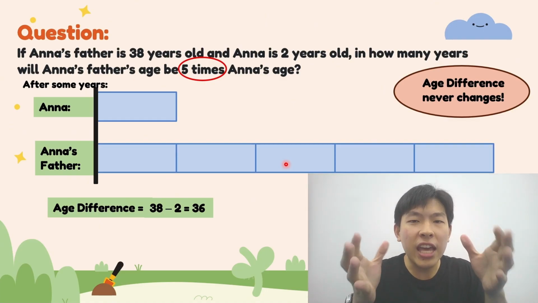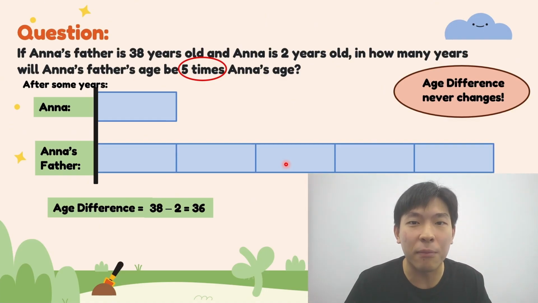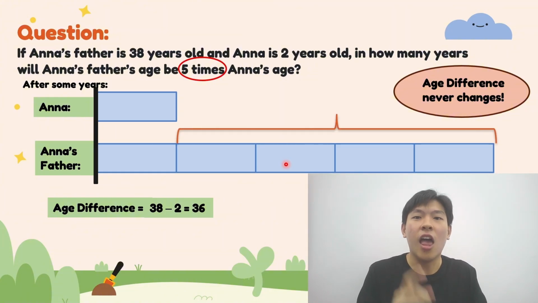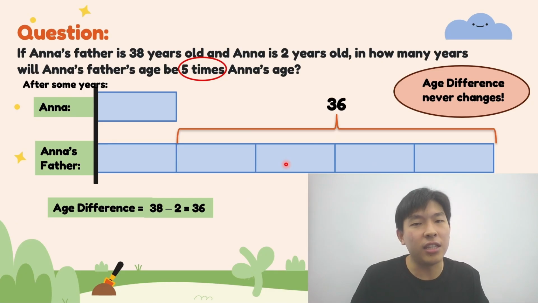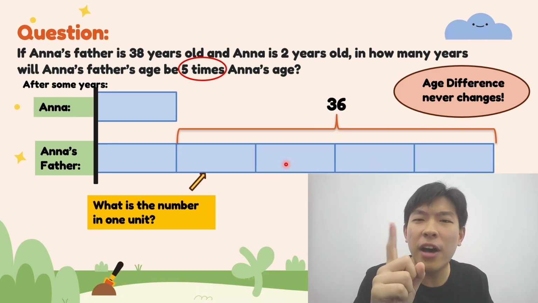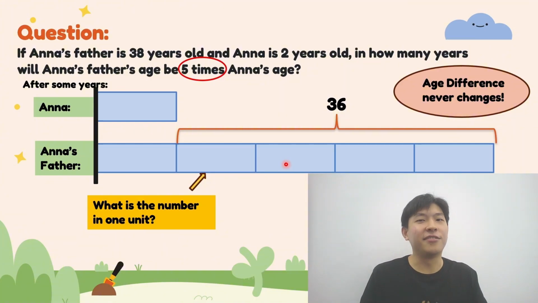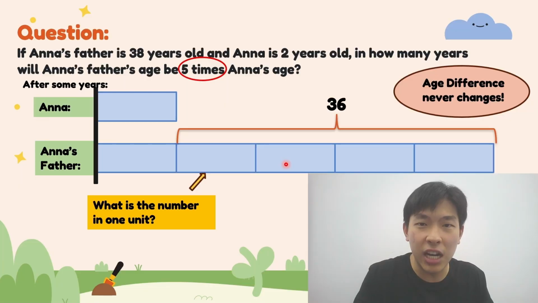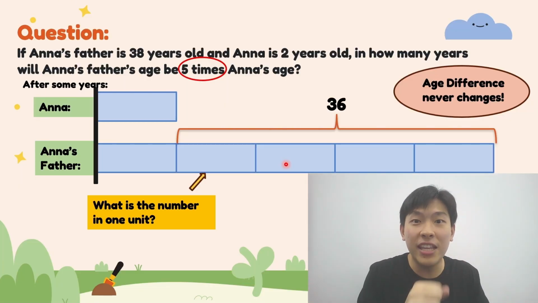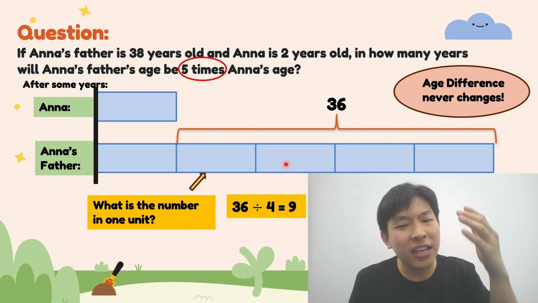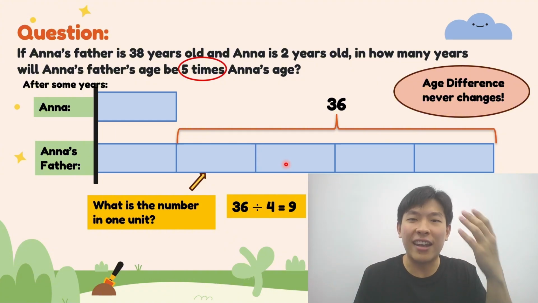Now, where can this difference be shown in the diagram? Perfect. It is at the 4 rectangles here. So the sum of them must be 36. Now, what is the number in 1 unit of the rectangle? Now we know that the sum of these 4 rectangles must be 36. And they all must be the same. Perfect. We take 36 divided by 4 to get 9.